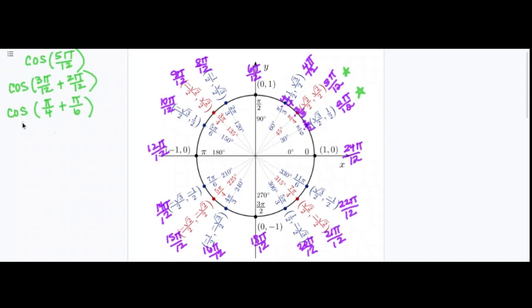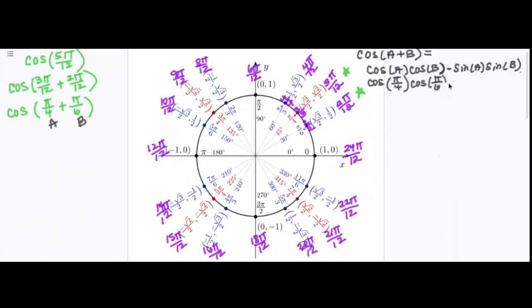So what I need to use is a cosine sum. I'm going to take a minute to write that over here. Let's fill in the A's and B's, where everywhere this is A and this is B. So I have the cosine of pi over 4 times the cosine of pi over 6 minus the sine of pi over 4 times the sine of pi over 6.